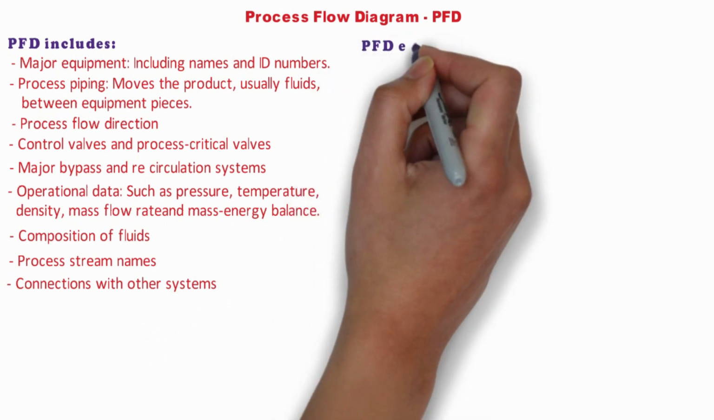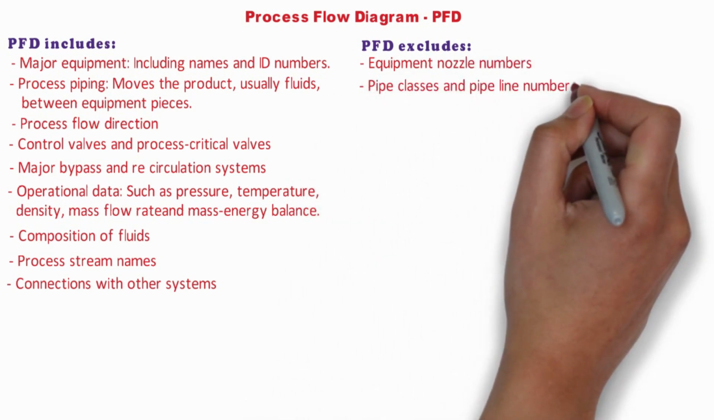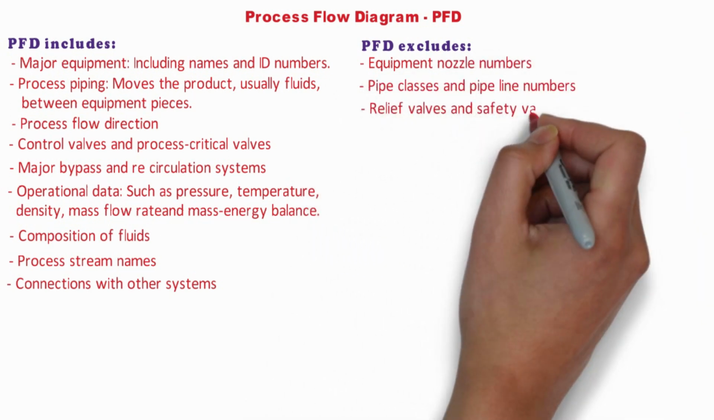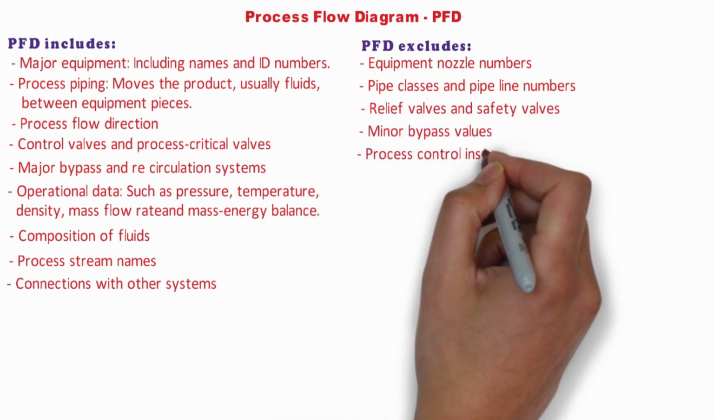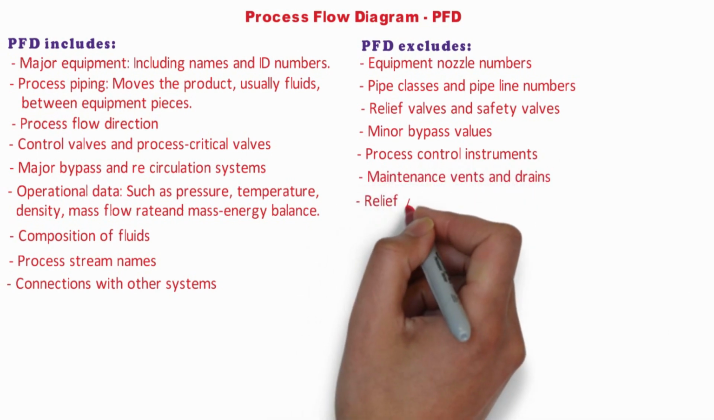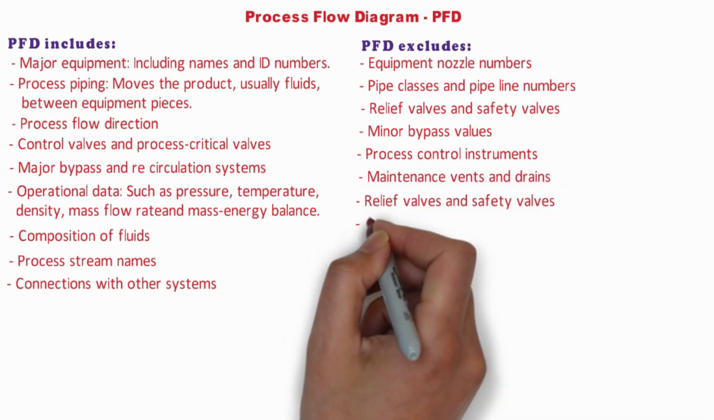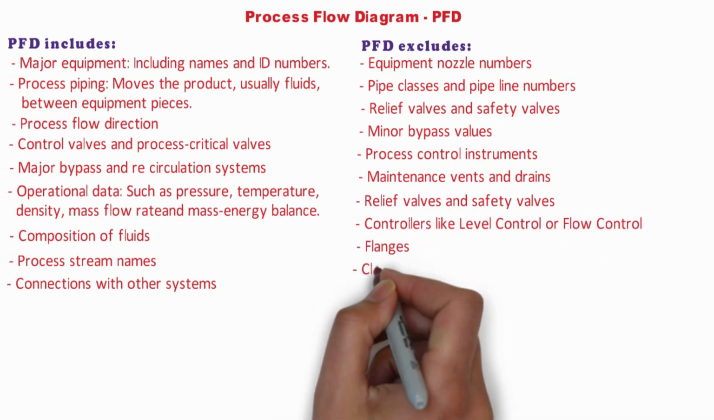Now, as we have learnt about what to include in PFDs, let's have a look at what to exclude in a PFD. Typically, these more detailed items are omitted, like equipment nozzle numbers, pipe classes and pipeline numbers, relief valves and safety valves, minor bypass valves, process control instruments, maintenance vents and drains, controllers like level control or flow control, flanges, and class code.